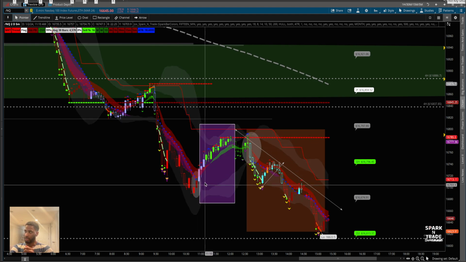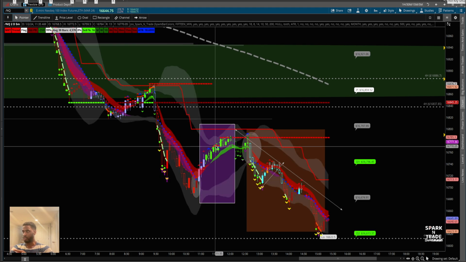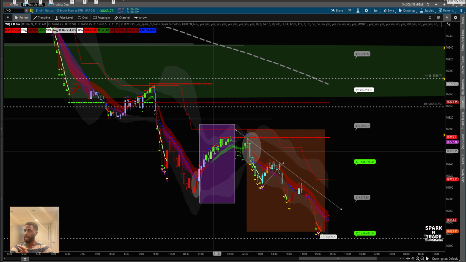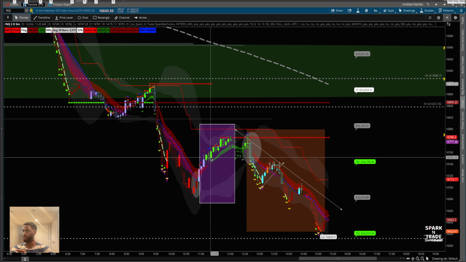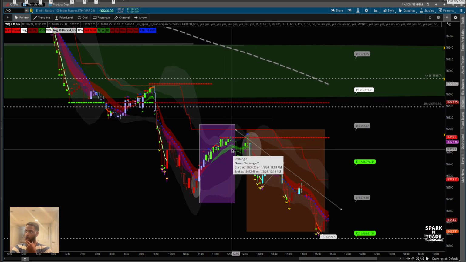Then I called out the longs here, took this actually, and managed to ride it out to 50. I didn't catch it all the way up to 78, but I got out at 50-ish, so somewhere right here after they started pivoting, and the market ended up going a little bit more.